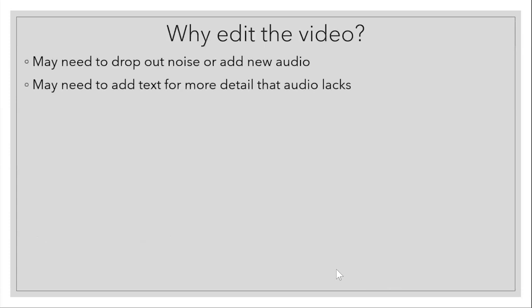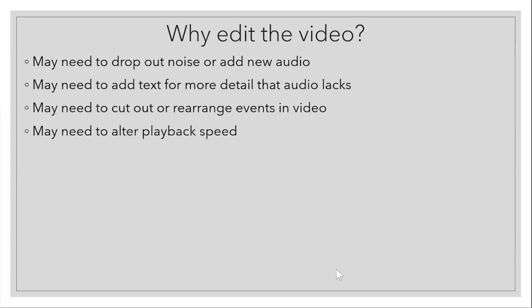All right, so a few things about why we bother editing, and then I'll show the actual editing process. Certainly, I mentioned the idea of dropping out noise or cutting out the original audio track, adding new audio. You might need to actually add text for more detail on the video itself in case the audio lacks it. You may need to cut out or rearrange the bits in video, and you may need to alter playback speed. And these are just some examples of why we care about that.